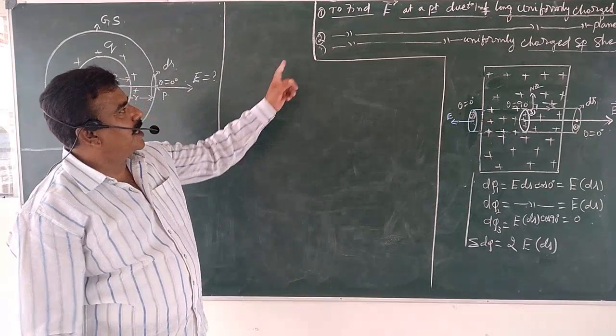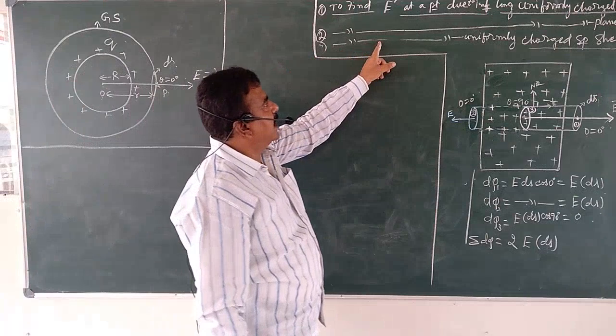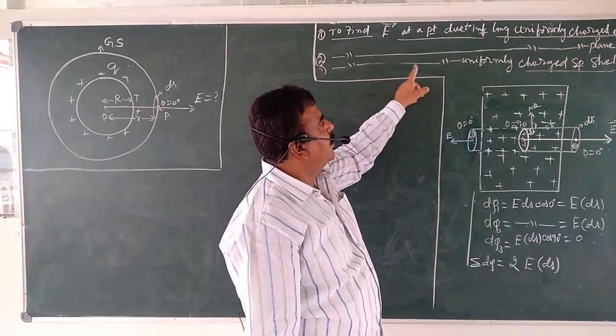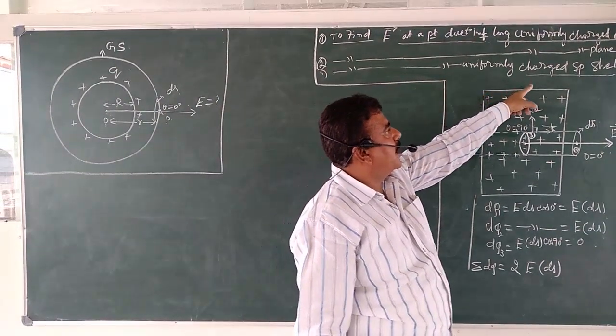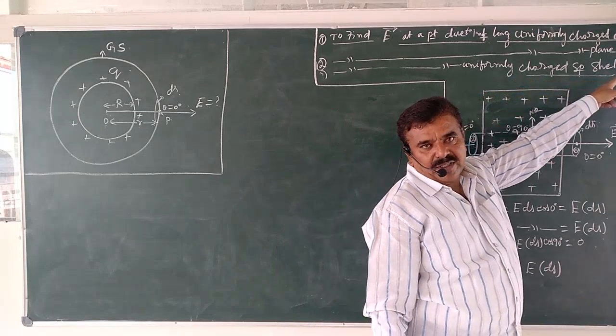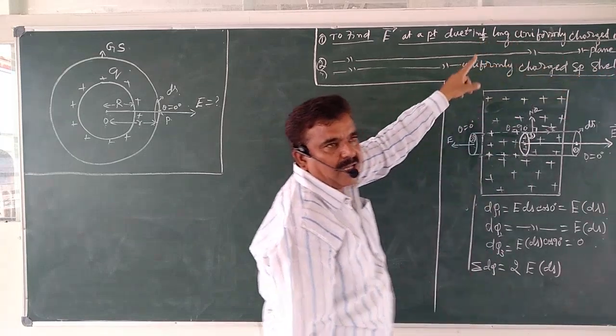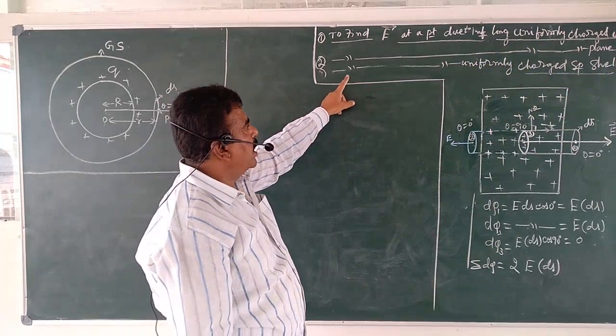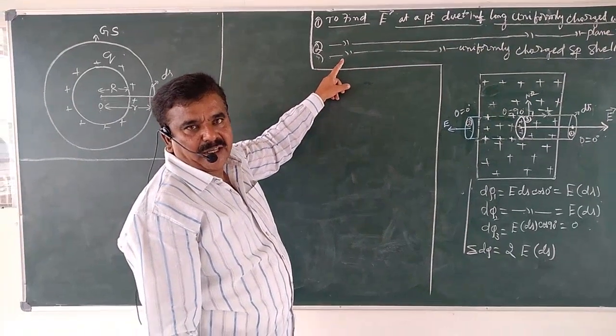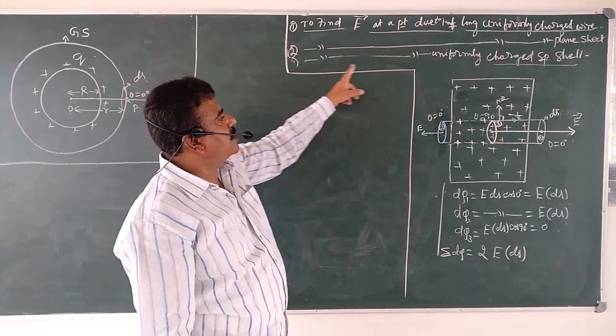Now we shall derive an expression for electric intensity due to a uniformly charged spherical shell. The third application of Gauss law. This is also very, very important. Okay, so please read the heading once again.